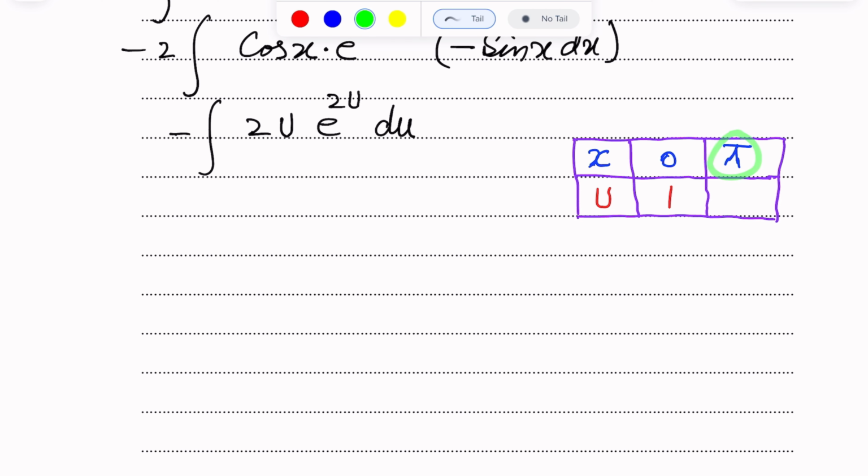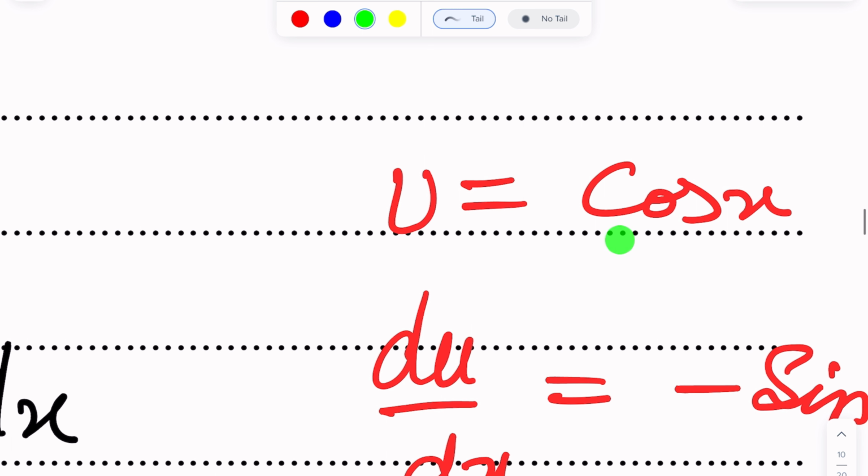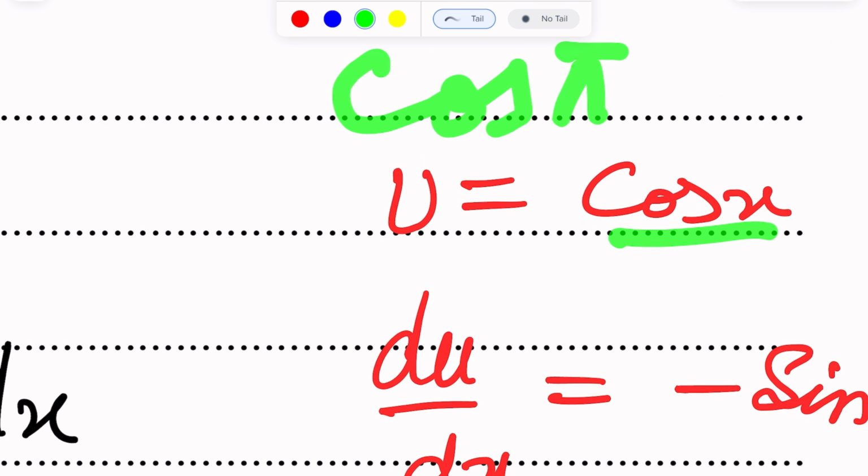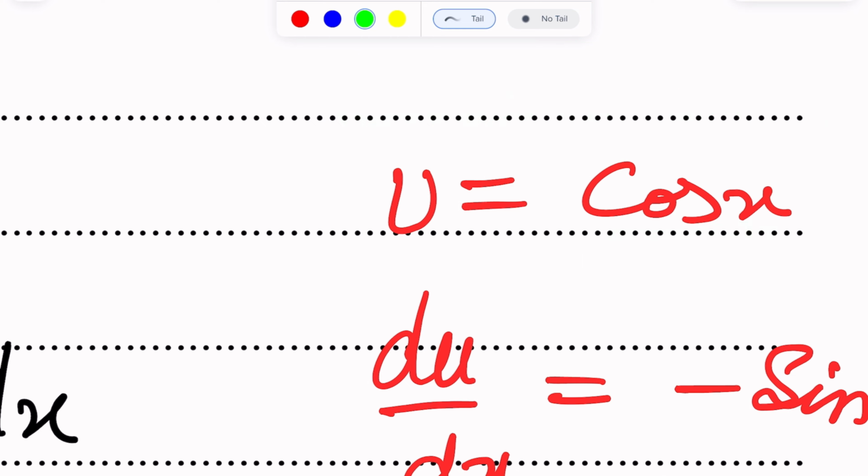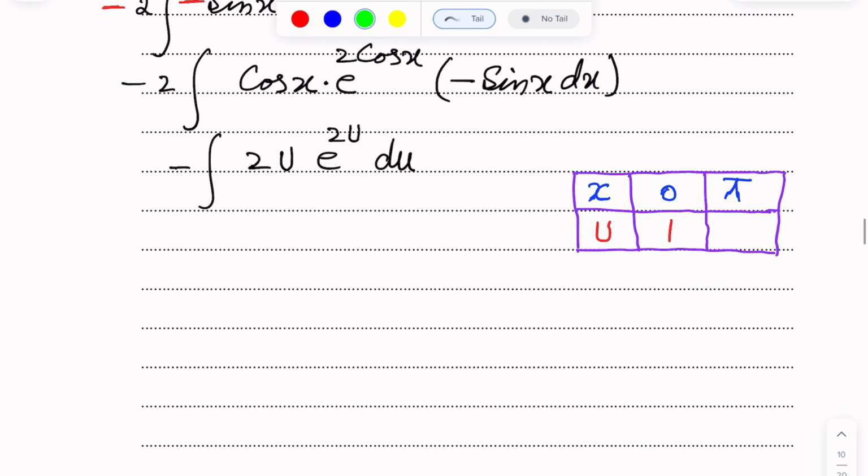When x is equal to pi, cos pi, the value of cos pi is negative 1. So we are writing here negative 1. Now we will take this limit 1 to negative 1. So we are writing here the limit: lower limit is 1, upper limit is negative 1.